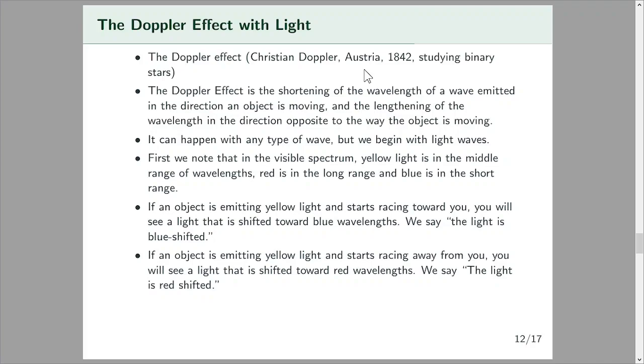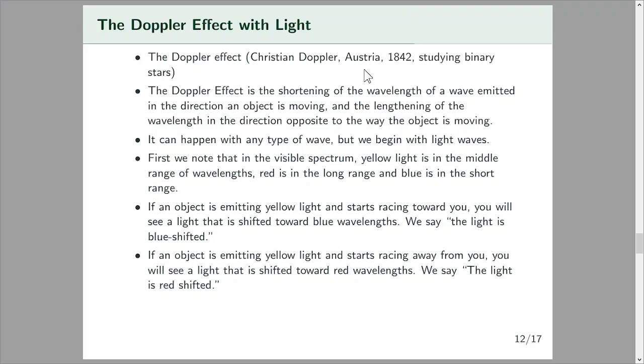And so, since they're orbiting around each other, sometimes they're approaching and sometimes they're receding from you if you're looking at them edge on. That's what Doppler is doing. And so the Doppler effect is the shortening of the wavelength of a wave emitted in the direction an object is moving, and the lengthening in the direction opposite. Just like with the car, the waves are shortened in the forward direction and stretched in the backward direction. It can happen with any type of wave, but we'll talk about light waves at this point.